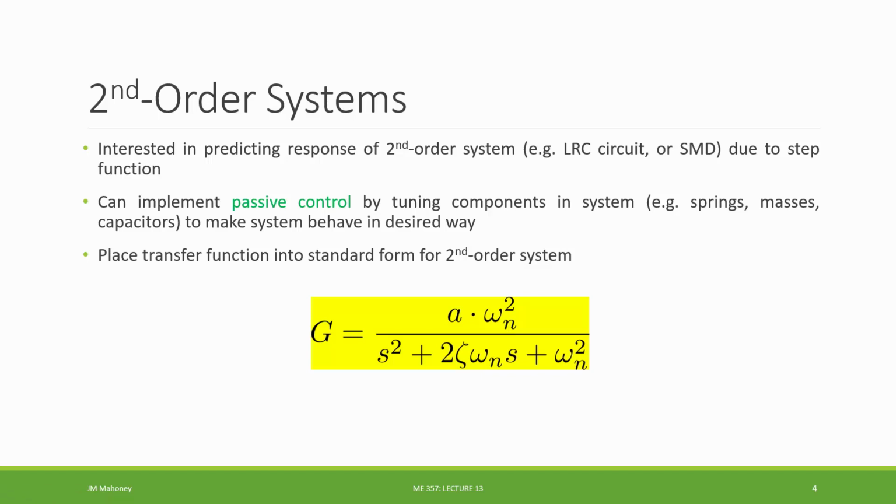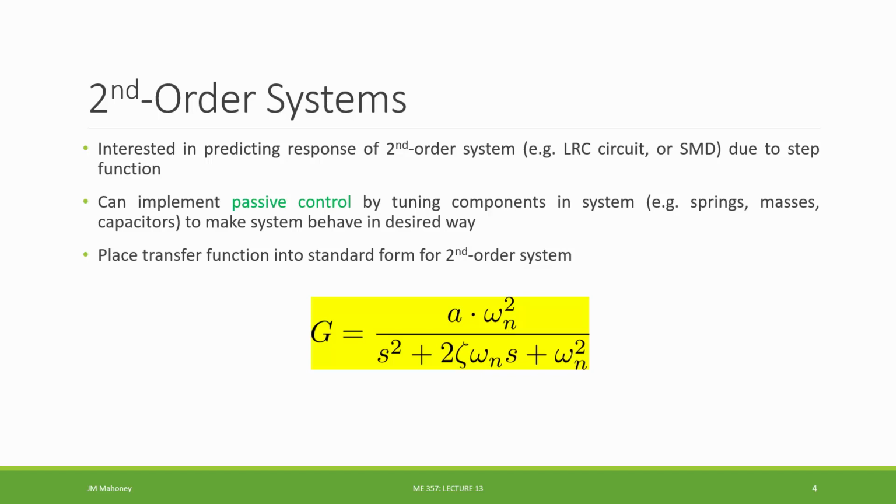Now, if we have additional masses or additional elements in our electrical system, we can easily get to third, fourth, or higher order systems. But for second order systems, we're going to cover a lot of what we see in this course. As we get into control systems, we're going to see that treating things as a second order system can be helpful.